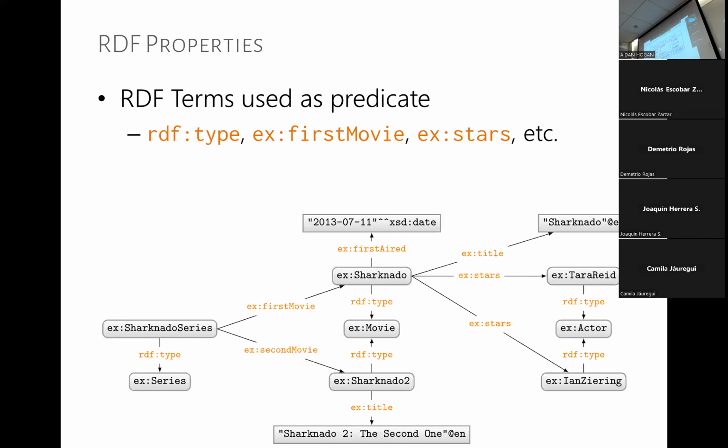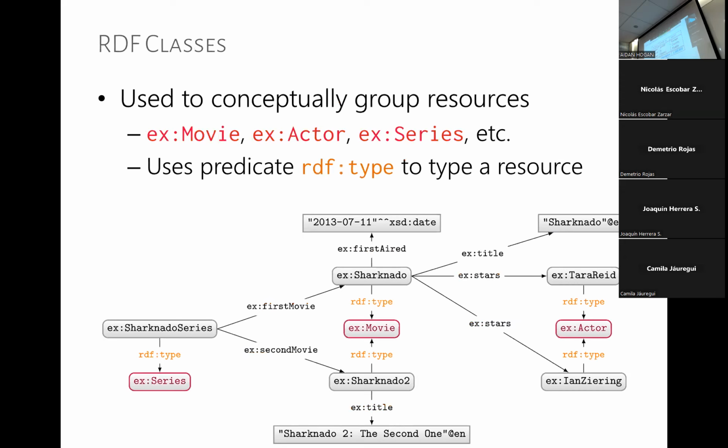So in terms of the modeling, 2 key aspects are the properties that we use, which are like the labels on the directed edges. So first air, title, start, RDF type, first movie, and so forth. And the second important thing are the classes, which are the things where we group similar entities or individuals into classes. For example, we can say that all the movies are of RDF type movie.